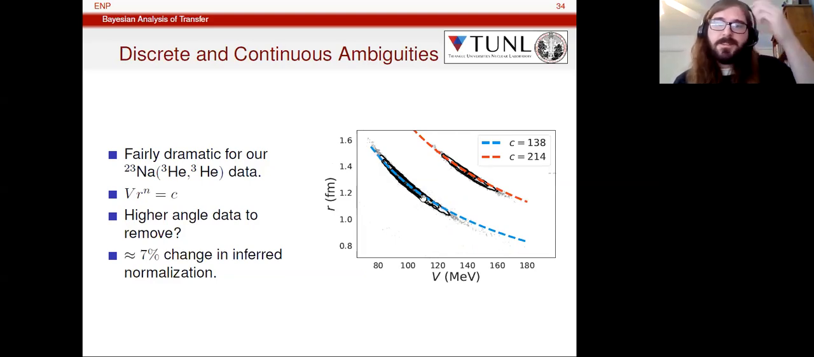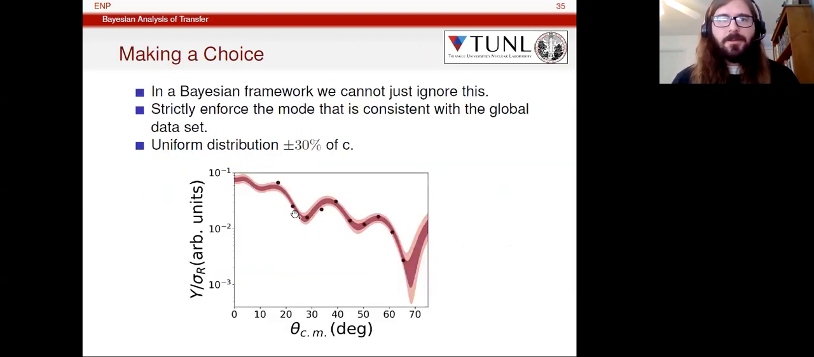The reason we do this is that it's the quote-unquote physical mode that's known from a more extensive global analysis. So it's an important issue, and the big thing is that for Bayesian analysis of this problem, you have to make a choice about this.